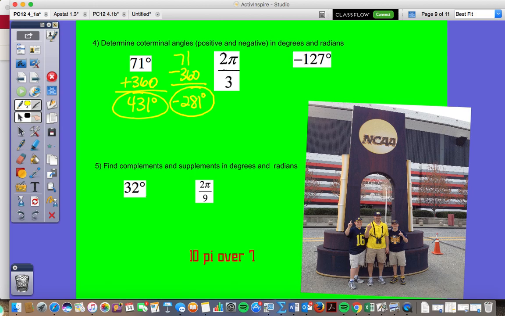Are all three of these coterminal? Yes, because I just went backwards 360, right? Right, went backwards 360 there.